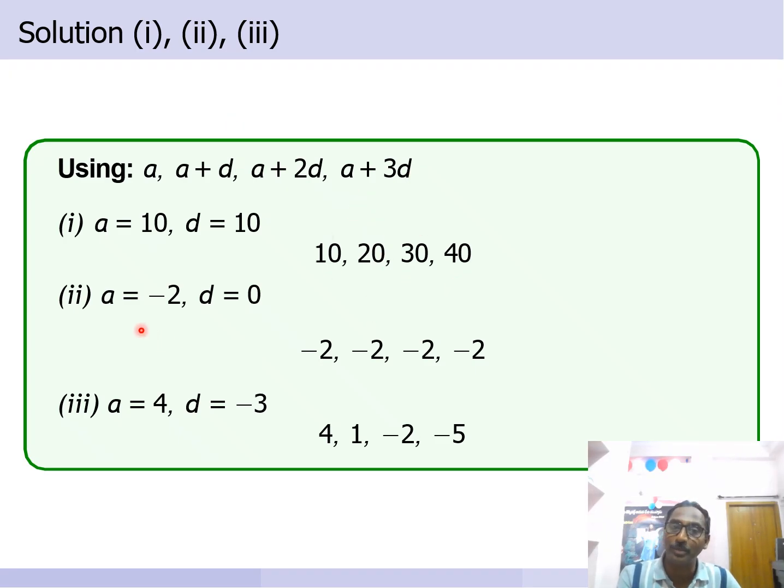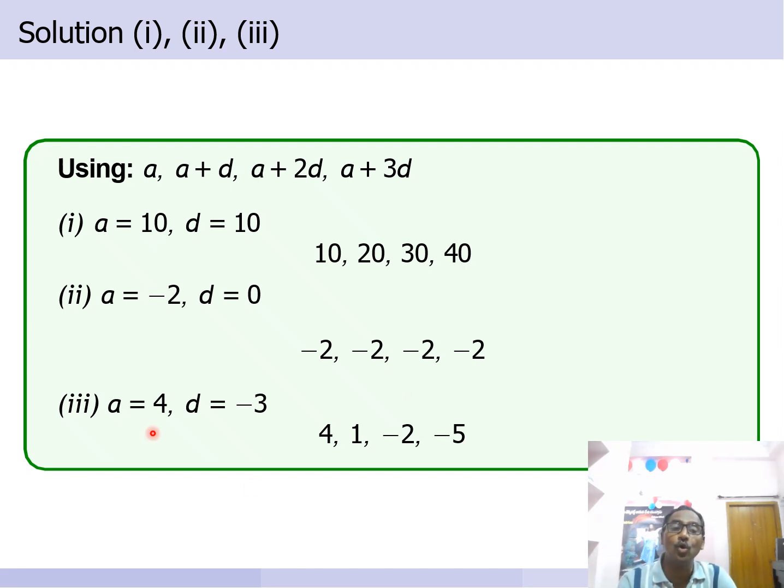Now I have A equal to minus 2, D equal to 0. So A is minus 2, the first term. Second term A plus D, that is minus 2 plus 0, minus 2. What is the third term? You are getting minus 2 plus 2 times 0, and 2 times 0 is 0 only. So minus 2, minus 2, minus 2, minus 2 and so on. This is an arithmetic progression because the difference is constant everywhere. What is the difference? 0. Here also difference 0, here also difference 0. This is also an arithmetic progression.